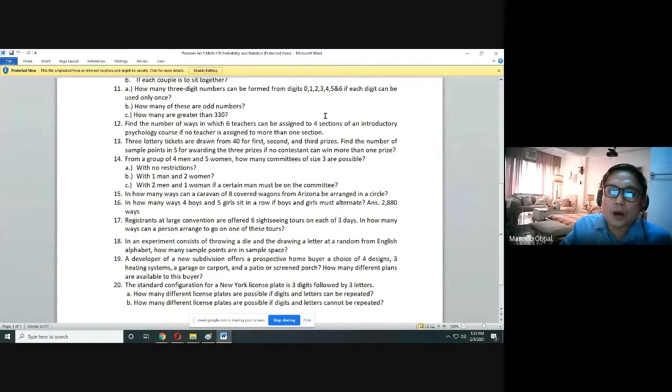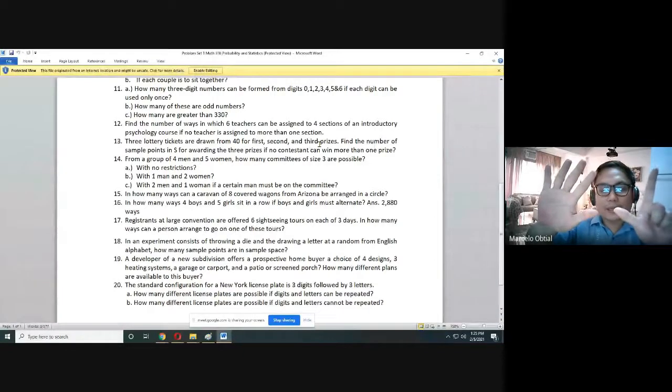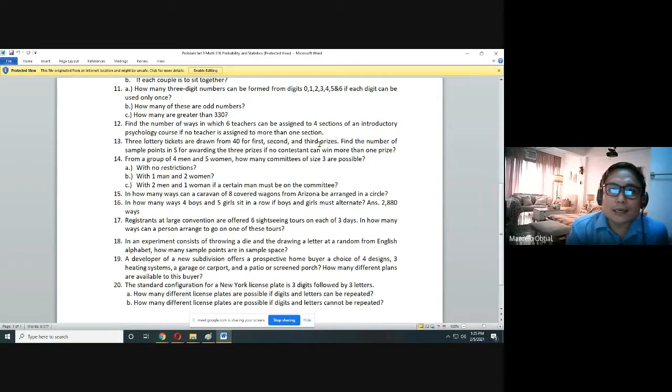So how many distinct objects are there? Let's count, okay? You have 0, 1, 2, 3, 4, 5, and 6. If you count all of them, there are 7 distinct numbers or objects, no? Ito yung given. So for letter A, you're asked to form 3-digit numbers, okay? At may restriction siya na bawal nang ulitin because it says here each digit can be used only once. Okay? Let us analyze. I think it's very clear this is under the multiplication rule.